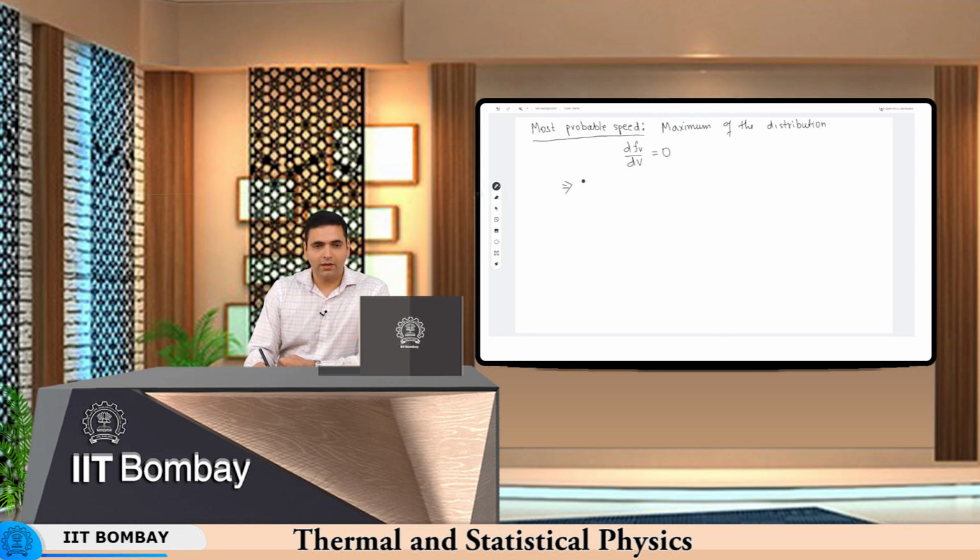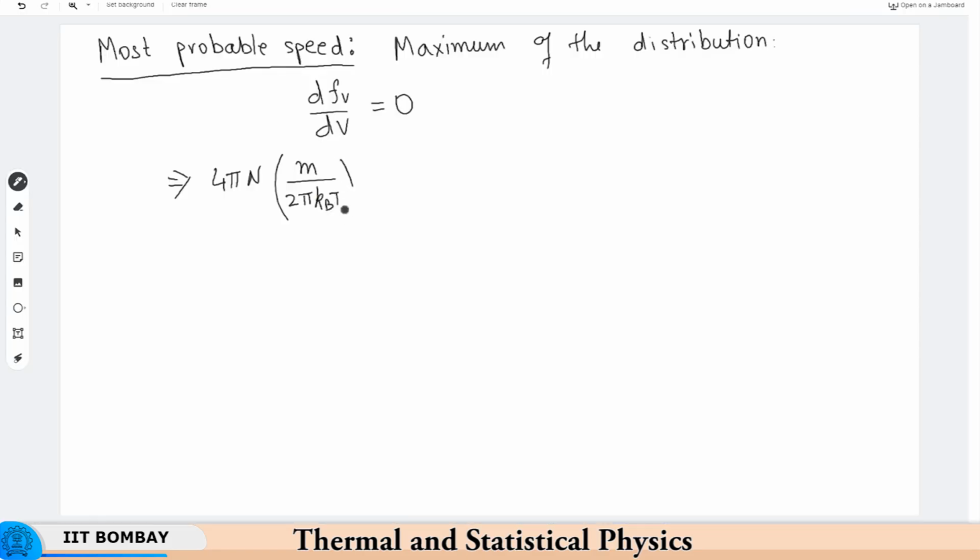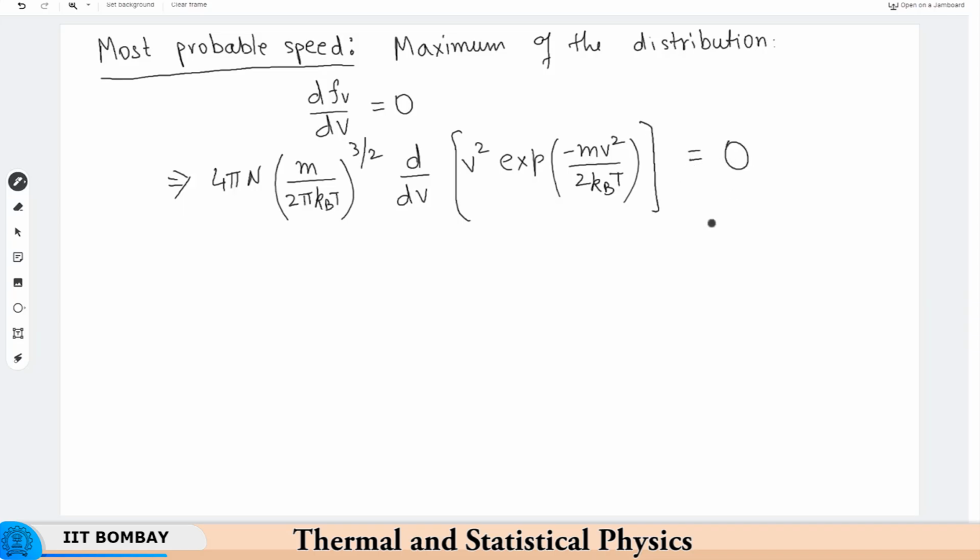So we get, maybe I can write down 4 pi n times (m by 2 pi kBT) raised to the power 3 by 2, that is the term which is independent of V, and you take the derivative of the other term which has V dependence, exponential of minus mv squared divided by 2 kBT. Okay, so I can use the square bracket, and you have to equate this to 0, and we have to basically solve this equation for V.